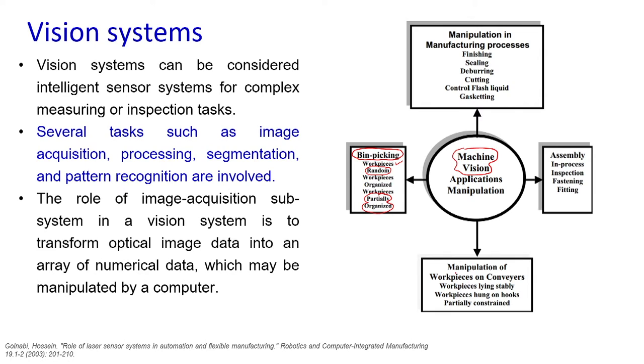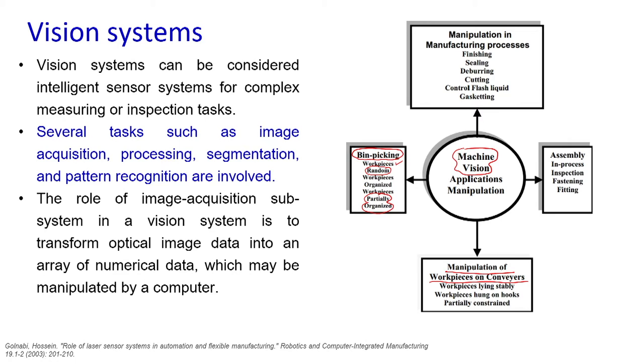The second application of machine vision is in manipulation of workpieces on conveyors. A lot of conveying operations are done in the manufacturing industry. A lot of parts, products, assemblies, subsystems and finished products are moving on the conveyor system to be transformed into the final product. When they are moving, the workpieces may be lying stably on the conveyor, or hung on hooks, or partially constrained. So all these three cases may be there.